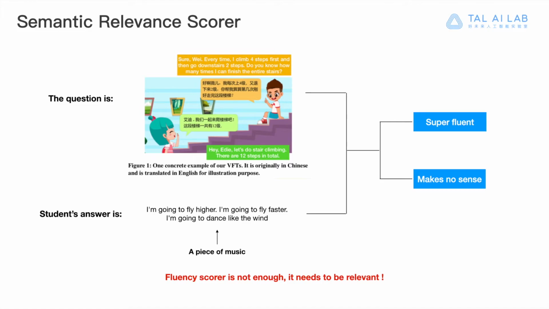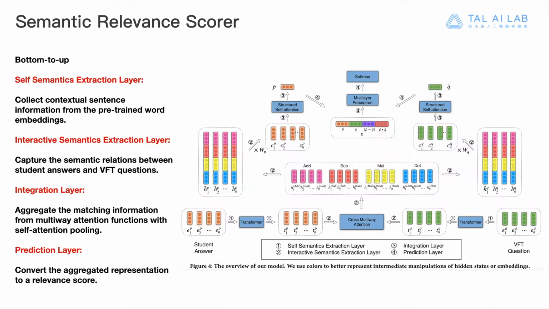This is a real case from our system. We can see the teacher asked a primary school math question, but the student's answer was to read a song lyric. The student can read fluently, but it made no sense, since the student was not answering the question at all. So that's why we proposed a semantic relevance scorer here.